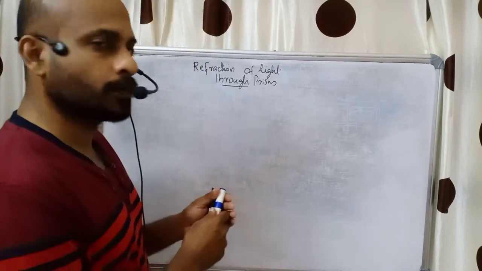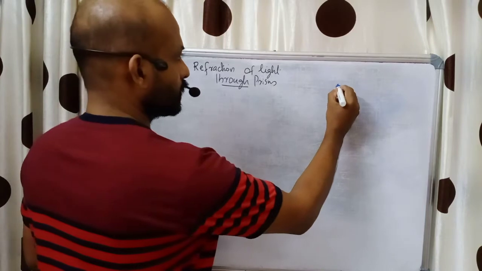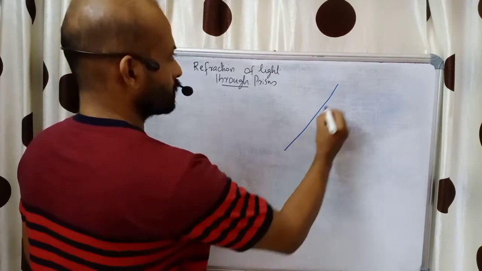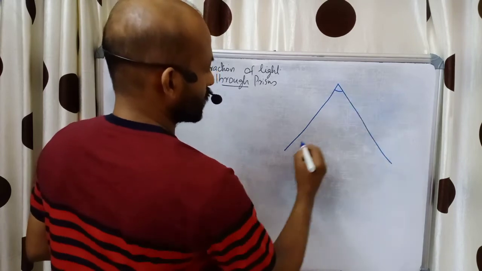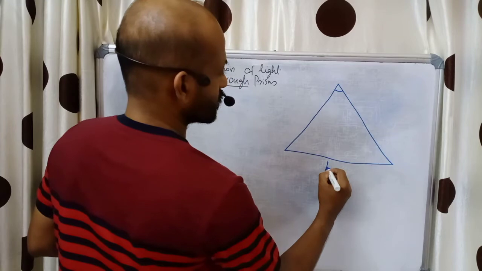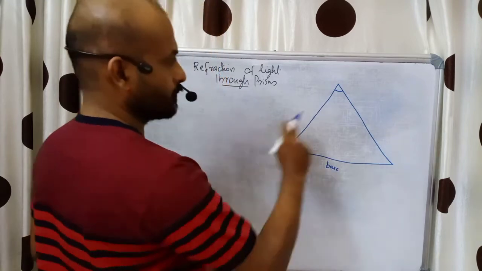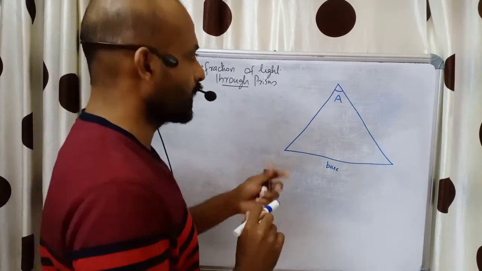So let us see the diagram of a prism. We can draw the diagram here. We have a prism. These are the inclined rectangular faces. The bottom face is called the base. This is the base of the prism. And here we can mark the angle of the prism. A is marked as the angle of the prism.